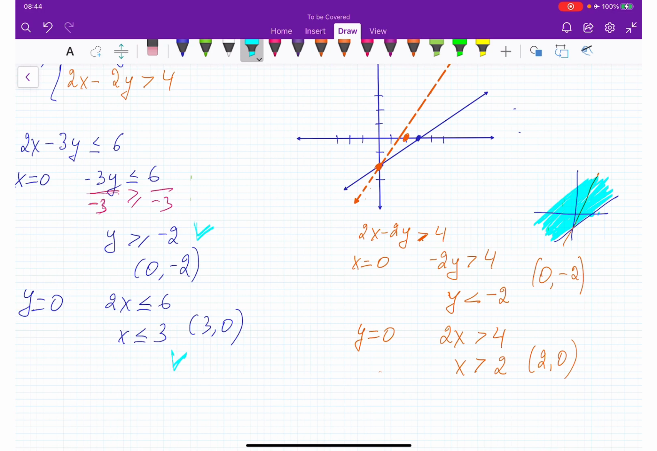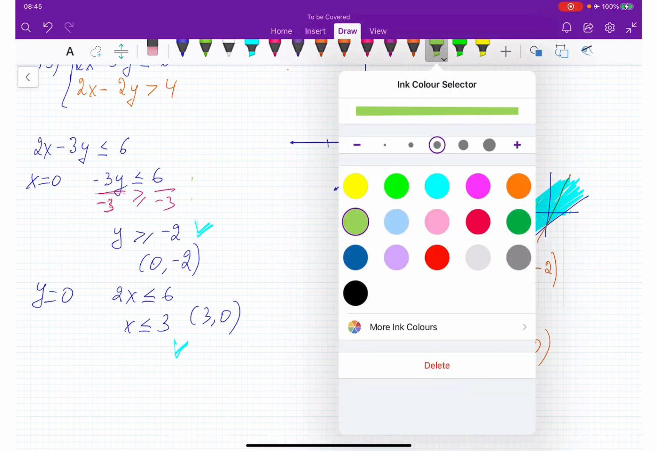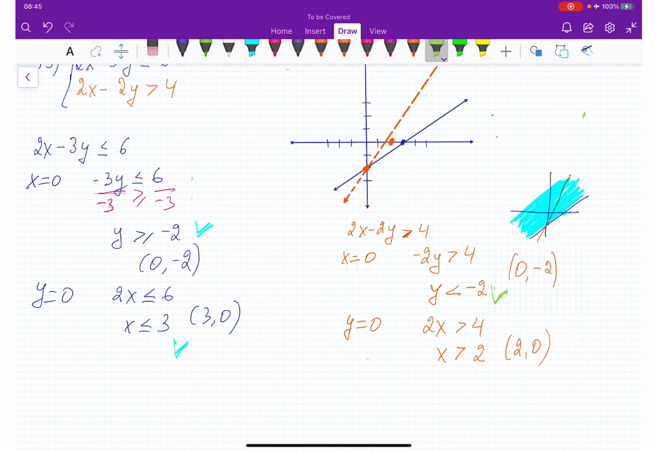Moving to the brown color. So we have y is less than negative 2, right? Which means we are shading down. And x is greater than 2, so we are shading from here. Wait a minute, when did it change the color, this one?